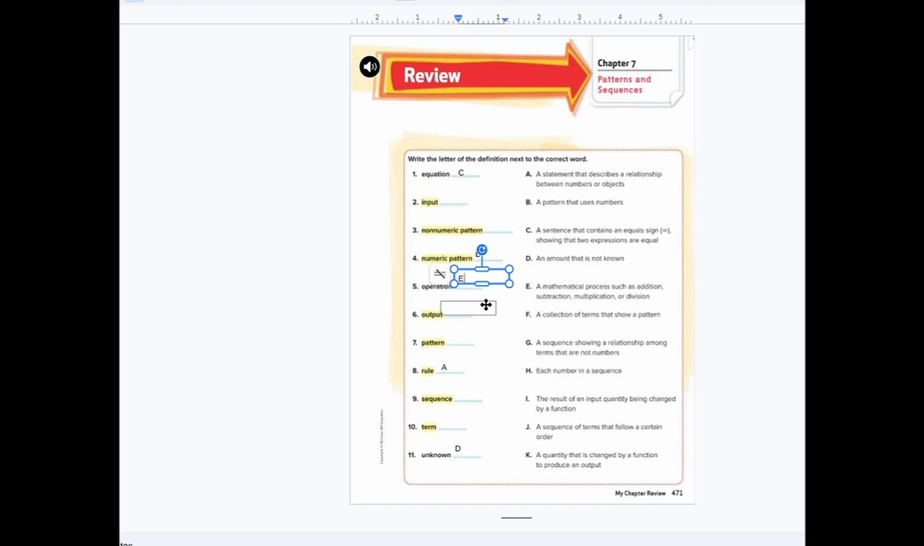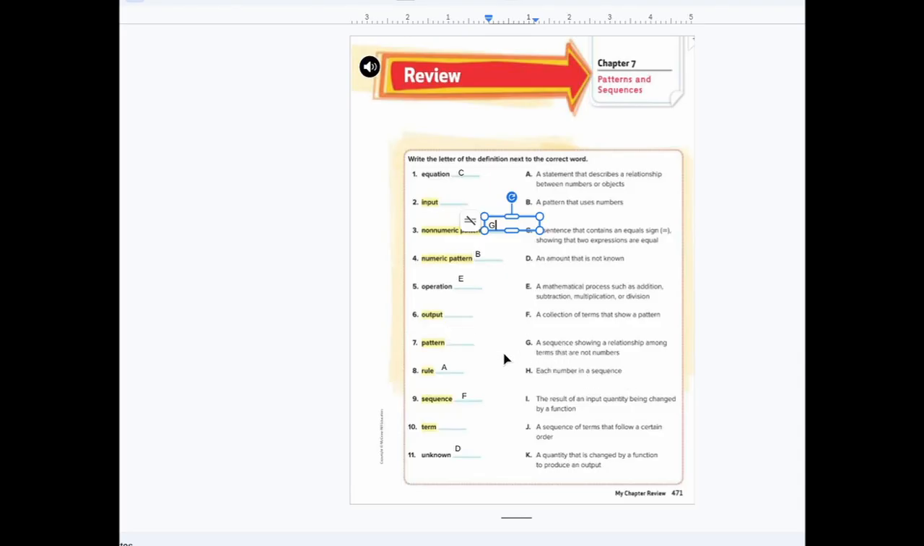Number 6. F is a collection of terms that show a pattern. That is a sequence. So number 9 is F. A sequence showing a relationship among numbers that are among terms that are not numbers. That is a non-numeric pattern. So 3 is G.